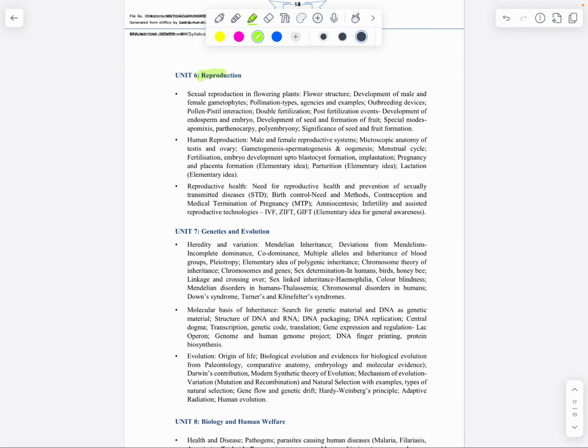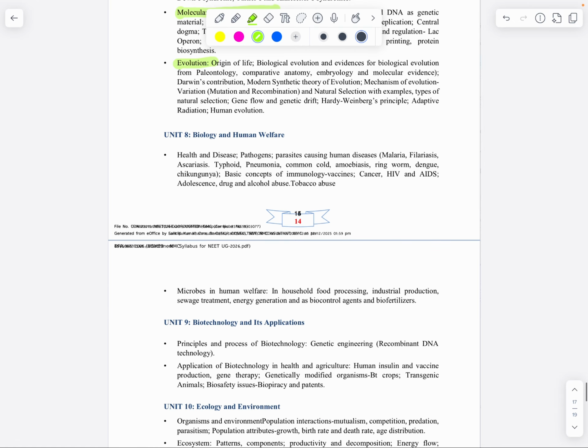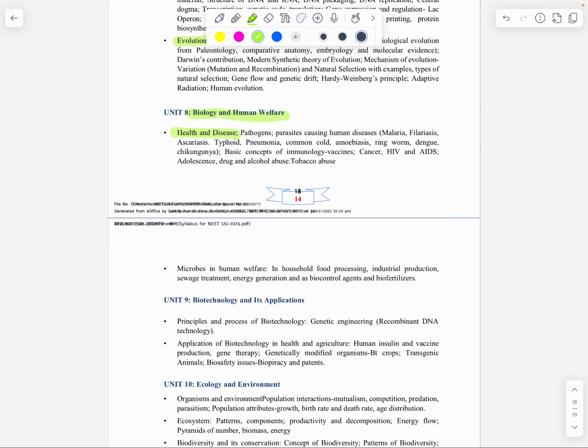Next unit is reproduction. The chapters are sexual reproduction in flowering plants, human reproduction, and reproductive health. Next unit is genetics and evolution. The chapters are principles of inheritance, the molecular basis of inheritance, and evolution. Next unit is biology and human welfare. The chapters are human health and disease and microbes in human welfare.